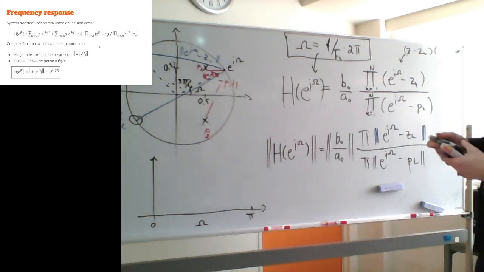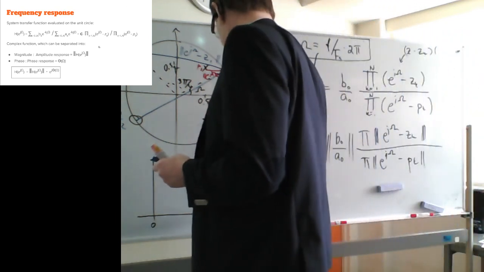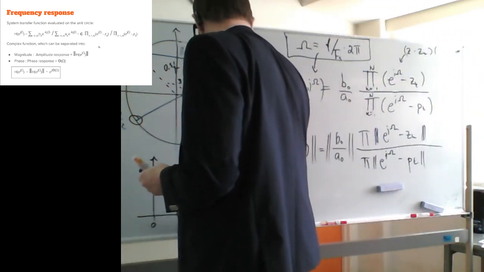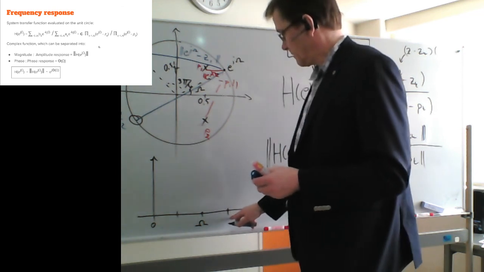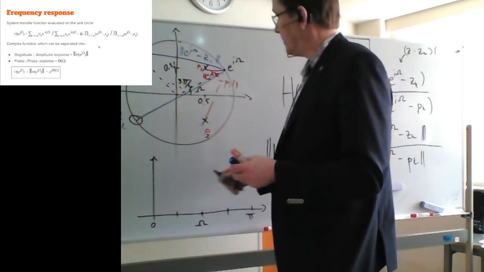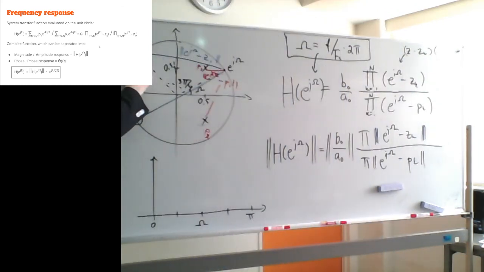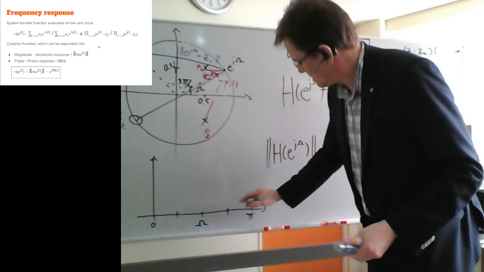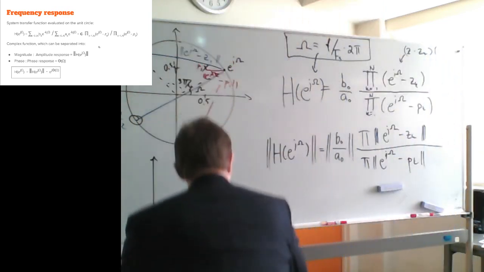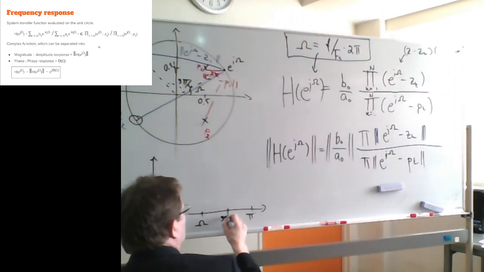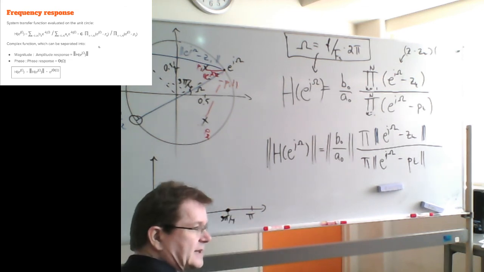So it has a nice geometric explanation. Let me mark a couple of angles here. We have pi over 2, 3 pi over 4, pi over 4. So what happens when e to the j omega is exactly here? The distance is 0. So at this 3 pi over 4 angle, the amplitude response is 0.